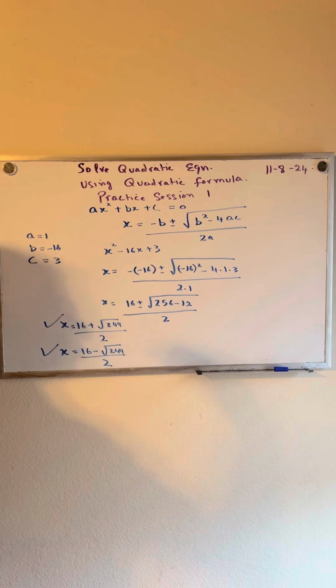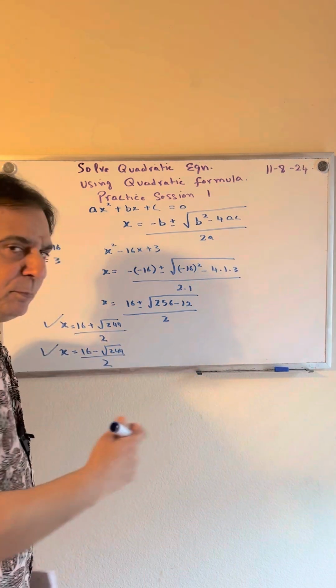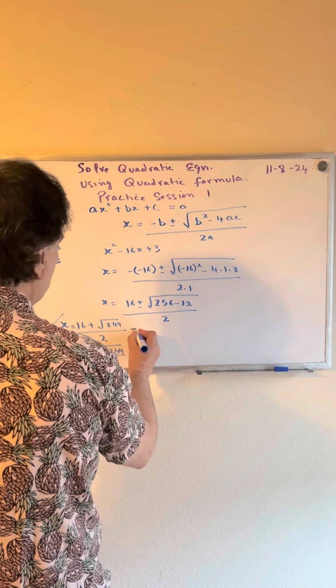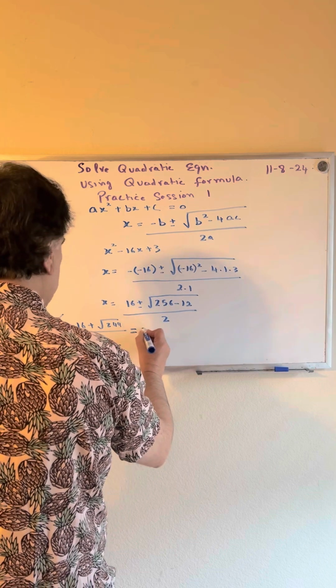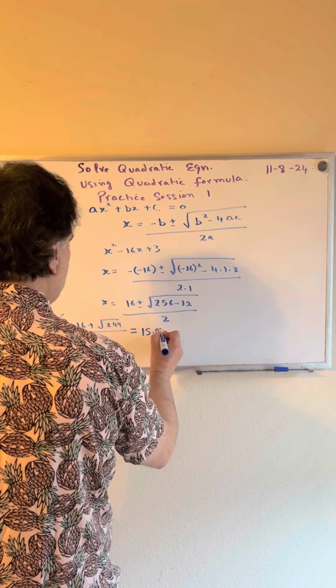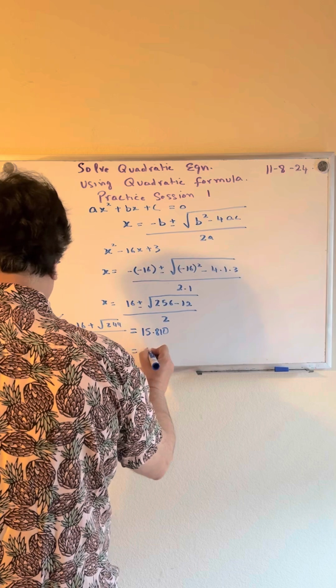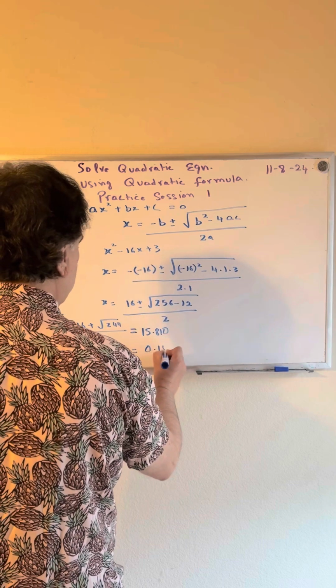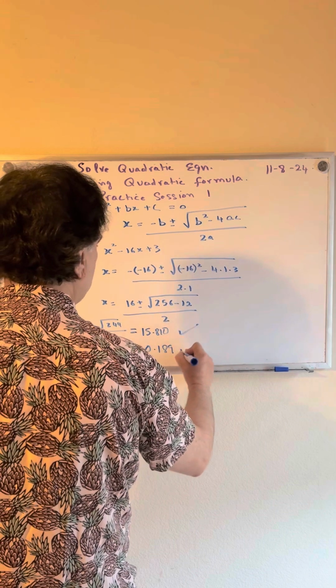If you want to go one step ahead and impress your professor, you can just go ahead and solve this. You will get 15.810 and you get 0.189. So these are the two answers.